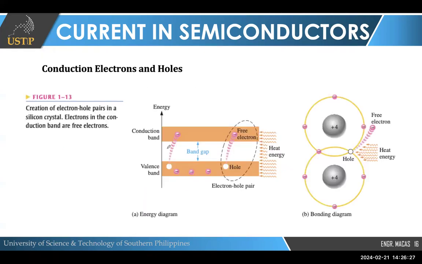This is what it looks like when we visualize it using the energy diagram. There are valence electrons in the valence band, and with enough heat energy they acquire sufficient energy to jump to the conduction band. So the electron goes up here and there is a hole left there. That is what it looks like after the jump.